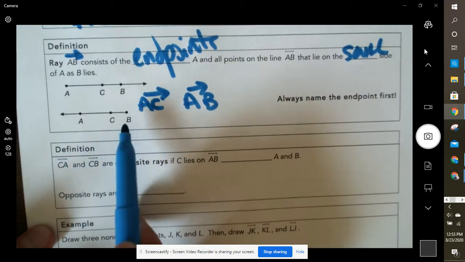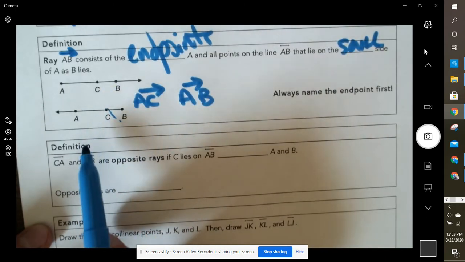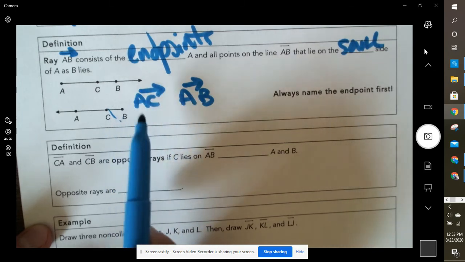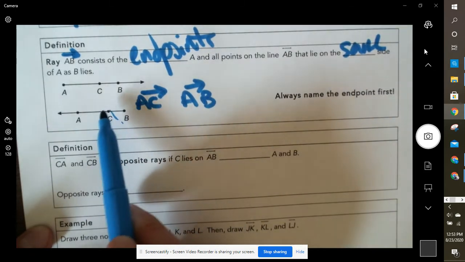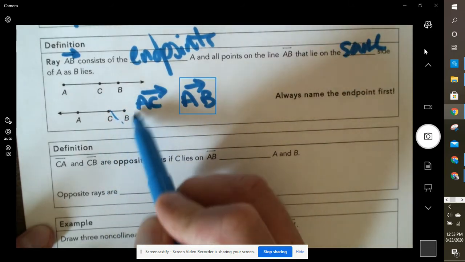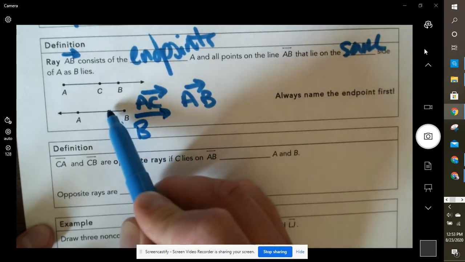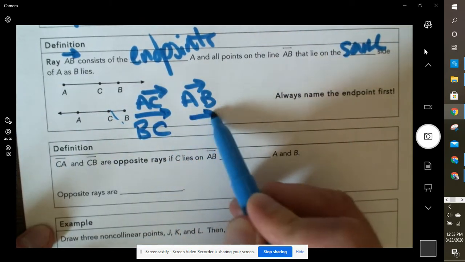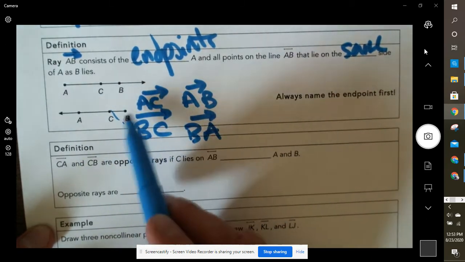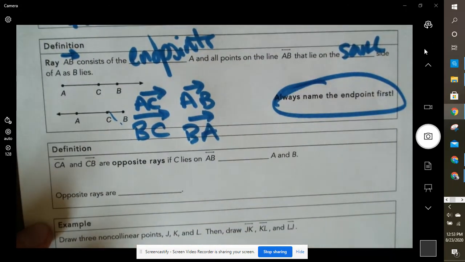And now think of where would I have to start with this? You want to start at the very endpoint here. So hopefully you're thinking B. For a second I was like, you go to C, but really it extends past C and goes to B. So really the correct answer here is we want to start with B. Then we can say ray BC, and that goes off. We could also say ray BA. You can see how you need to start with the endpoint. So that's the big point here: always name the endpoint first.